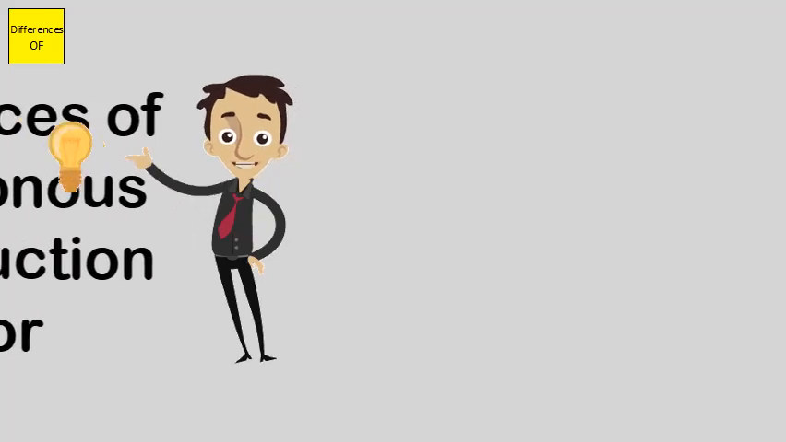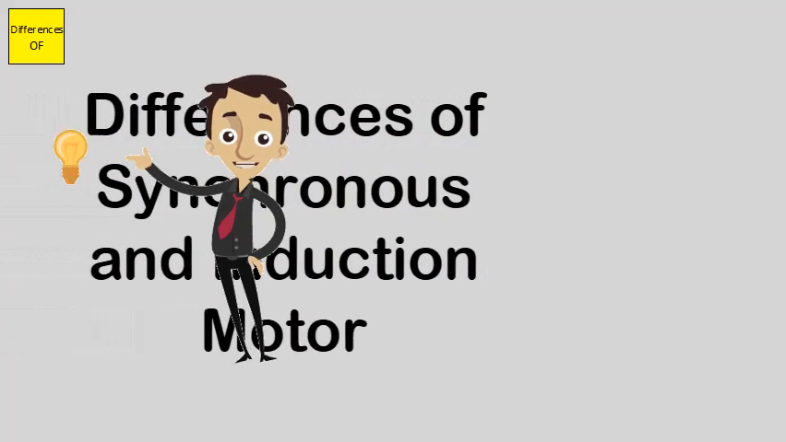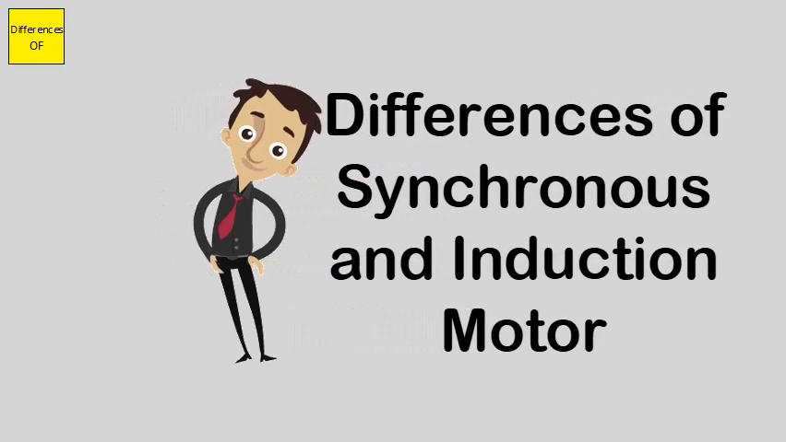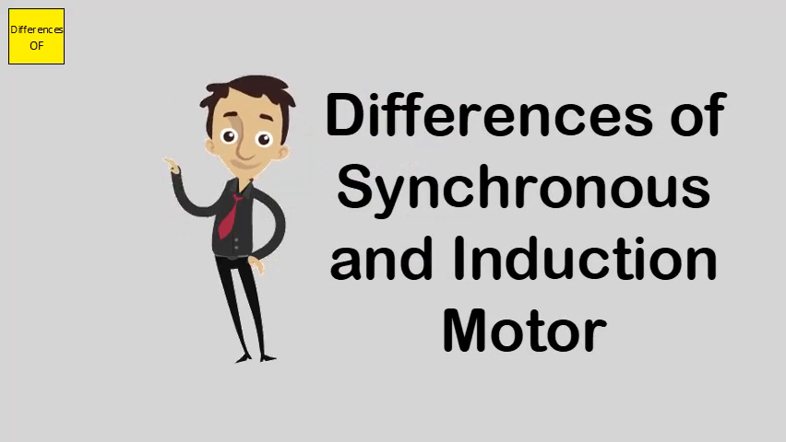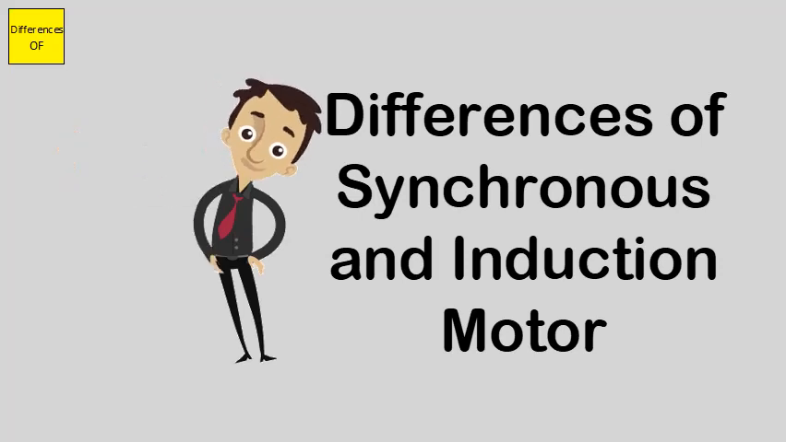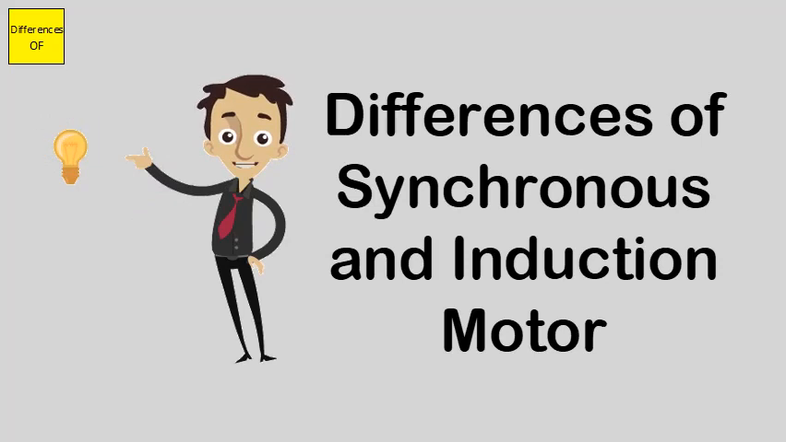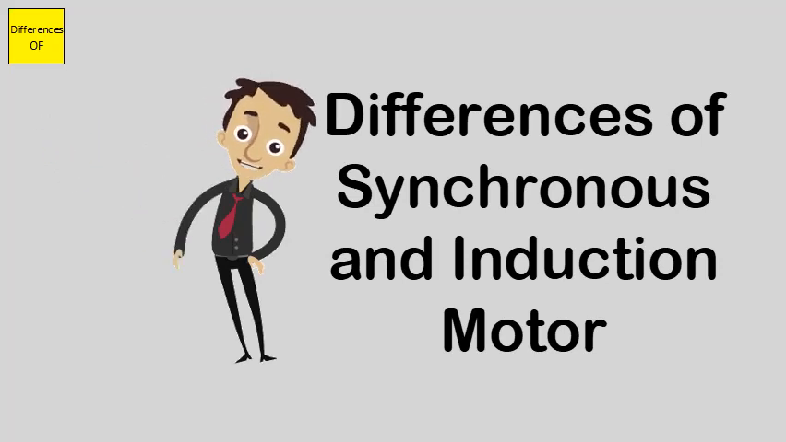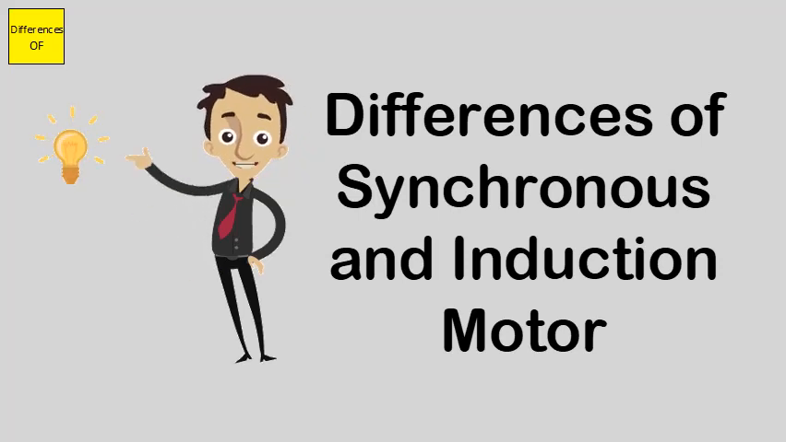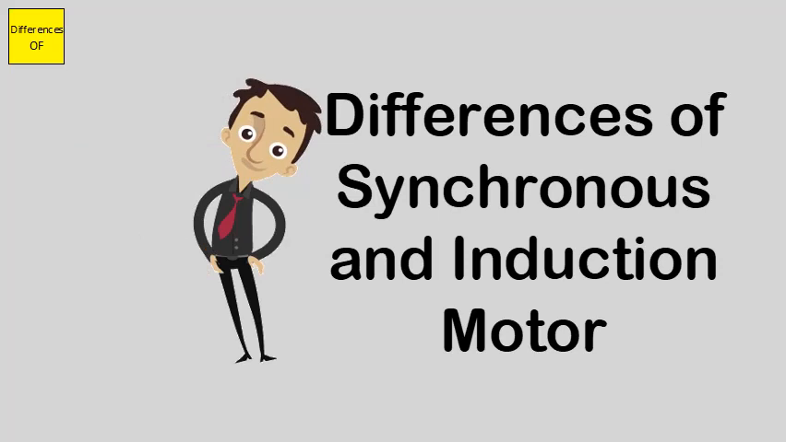Difference between synchronous and induction motor. Differences. A synchronous electric motor is an AC motor in which, at steady state, the rotation of the shaft is synchronized with the frequency of the supply current. An induction or asynchronous motor is an AC electric motor in which the electric current in the rotor needed to produce torque is obtained by electromagnetic induction from the magnetic field of the stator winding.